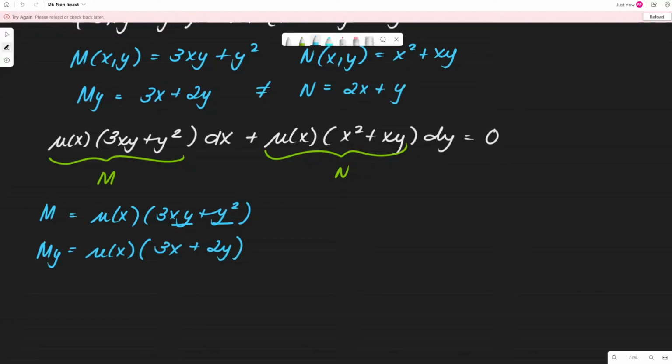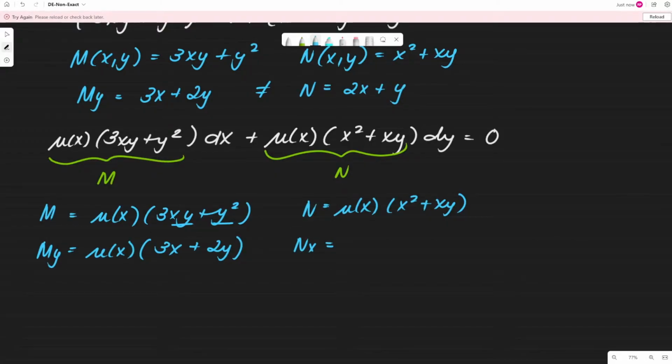Because what if you are using mu of y? Then the rule will be different, just like in this case. Now we have our n equal to mu of x squared plus xy. Remember guys, mu of x is a function of x, and if we are going to get the derivative of that function of x with respect to x, we need to evaluate. We cannot treat it as a constant. This is what I mean by be careful.